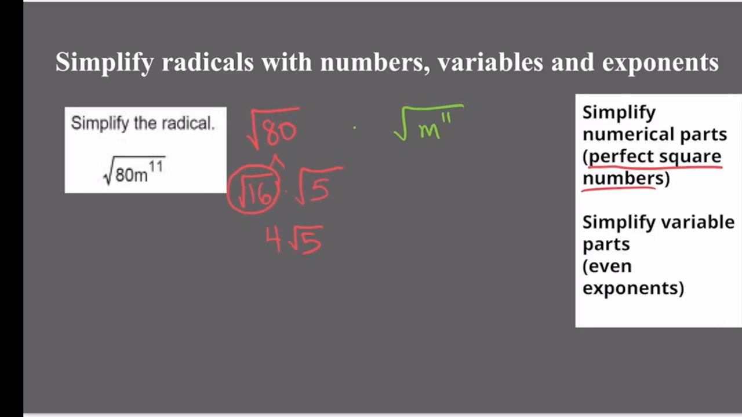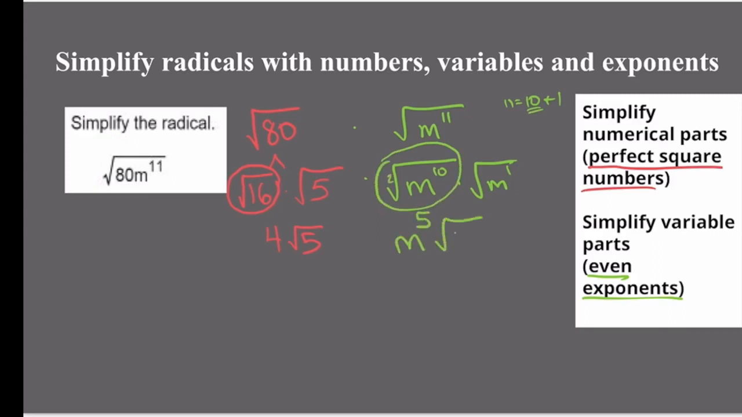For the variable with the exponents, m to the 11th power, I'm looking for even exponents. And 11 is not even. So since it's an exponent, I can write 11 as 10 plus 1, which means I can write m to the 11th as m to the 10th times m to the first power. And 10 is my even exponent. The square root of m to the 10th power, I divide that by 2, I get m to the 5th power, and I cannot do anything with that other m.